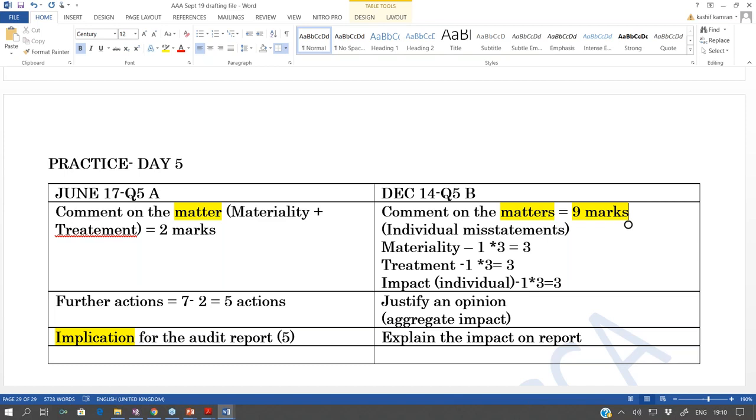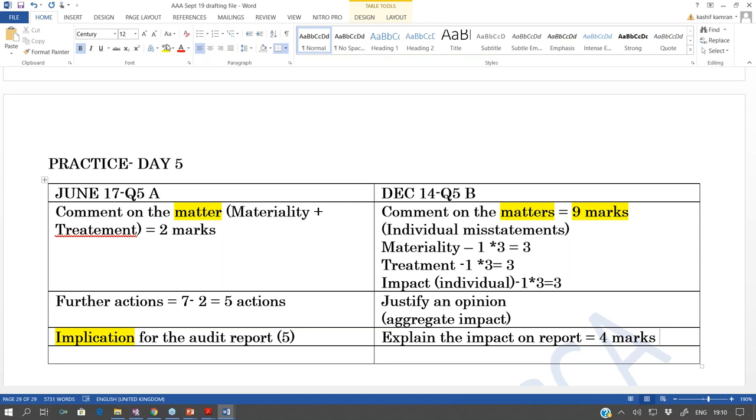Okay, and justify an opinion and explain the impact on the report. In total, I have 4 marks, right? So I have 4 marks in total for this. I'll tell you how to bifurcate the marks when I go through. I have 4 marks in total for the last two requirements.